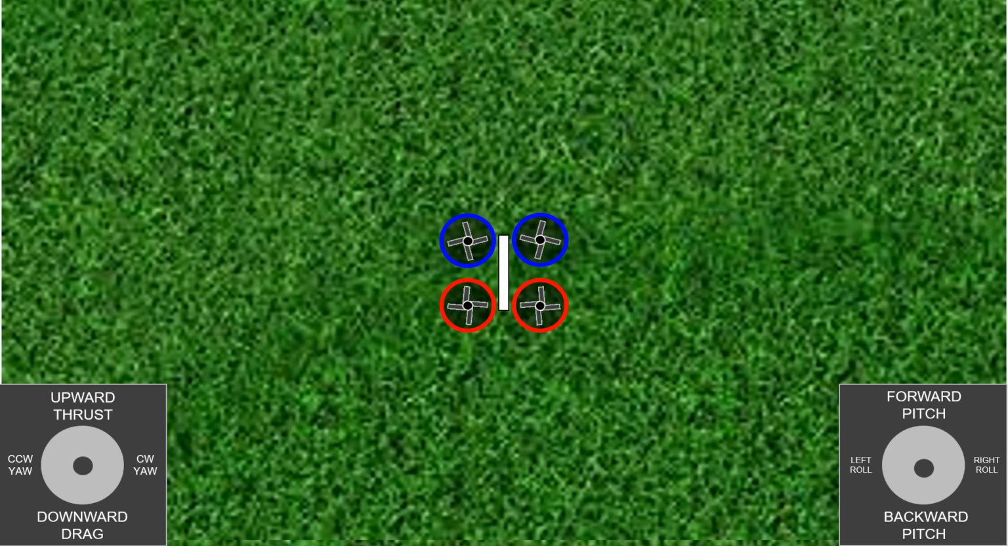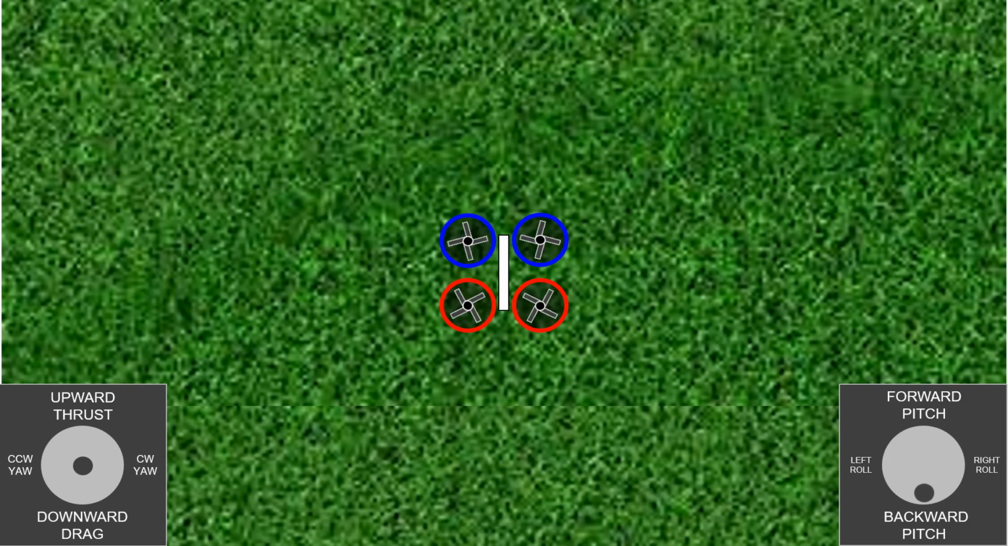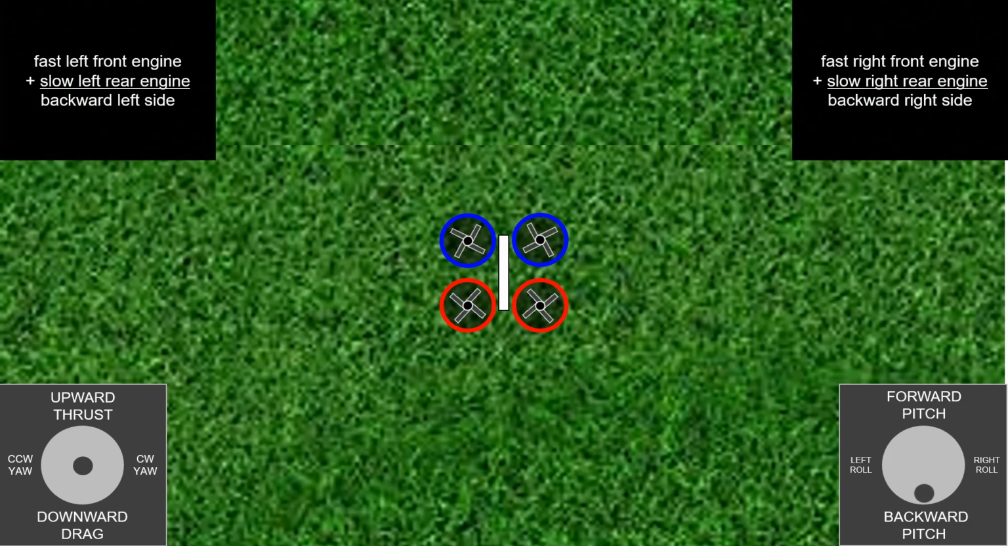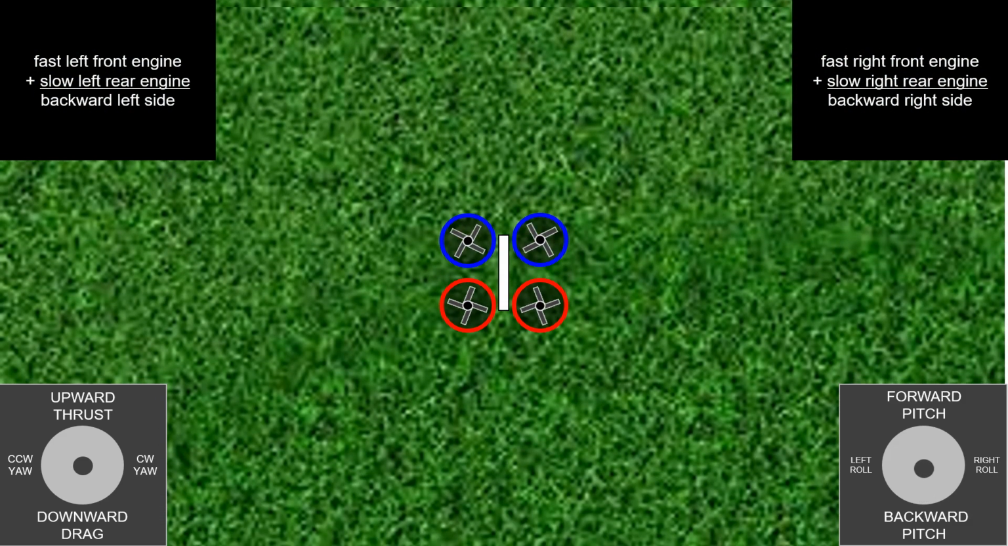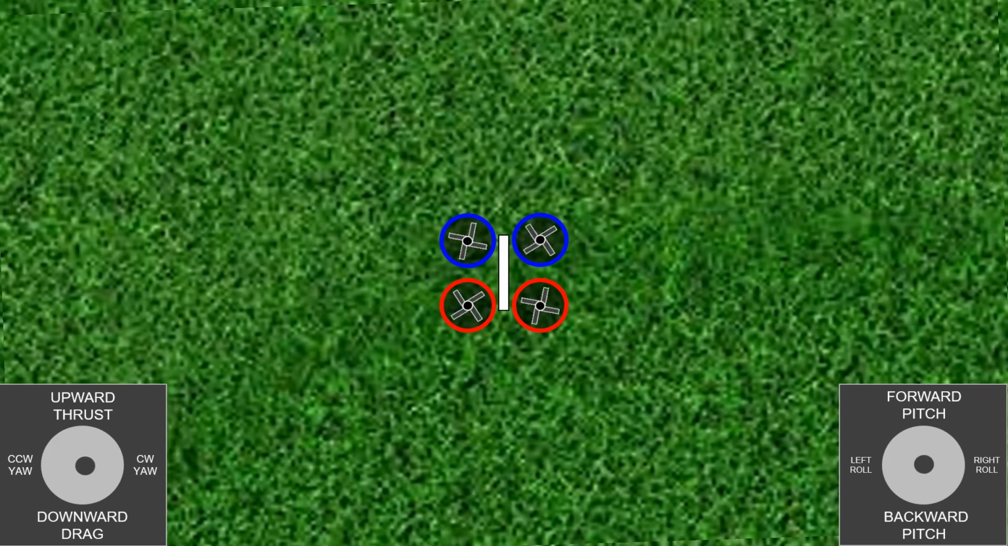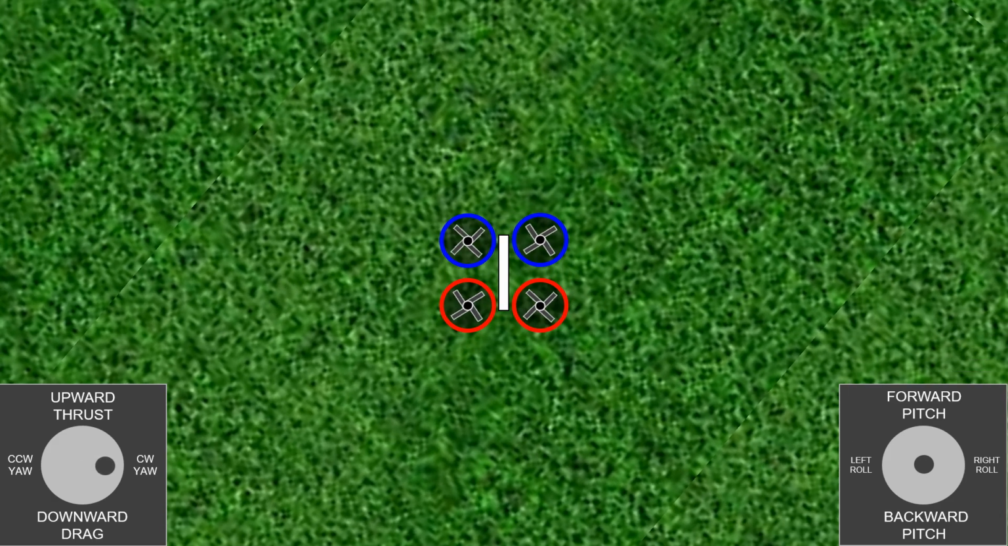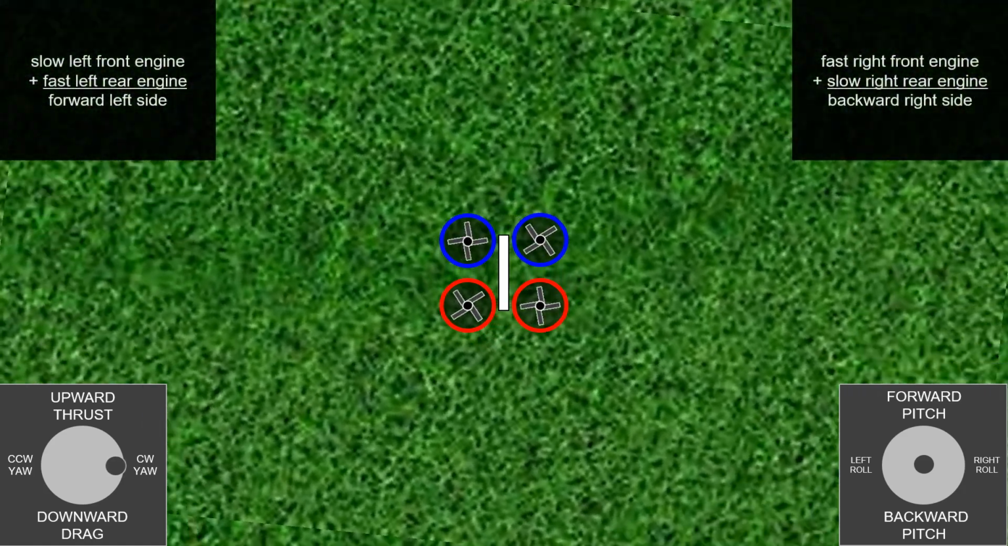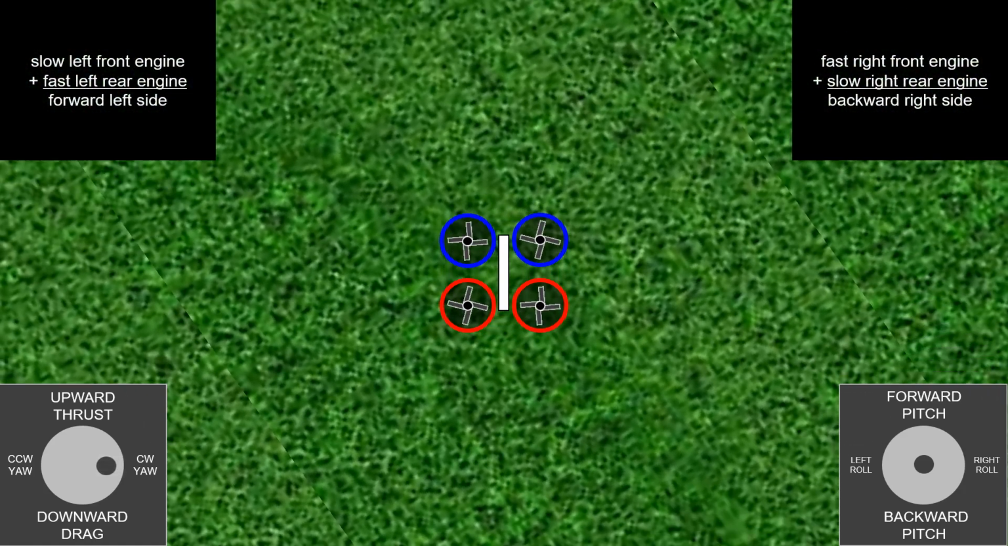For the quadcopter to move backward, the anterior propellers have to spin faster than the posterior ones. For the quadcopter to turn right, the clockwise propellers have to spin faster than the counterclockwise ones.